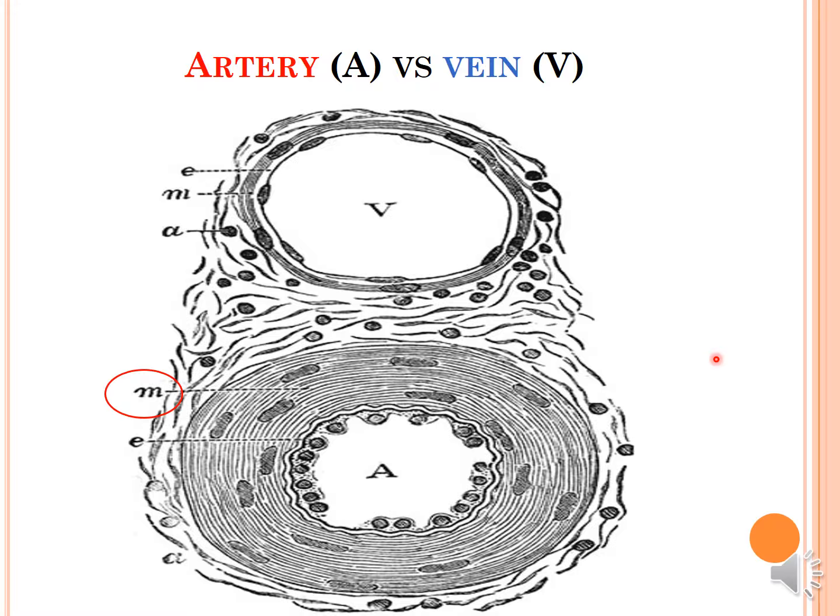Why are we discussing the differences between arteries and veins? Because later on we are going to discuss the diseases or pathologies that affect veins and arteries, and you will notice that because of these differences between veins and arteries, the pathologies or disorders affecting them will also be different.